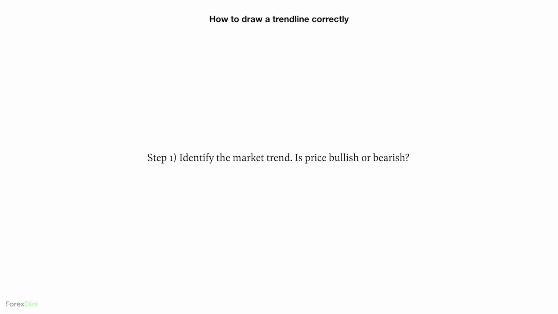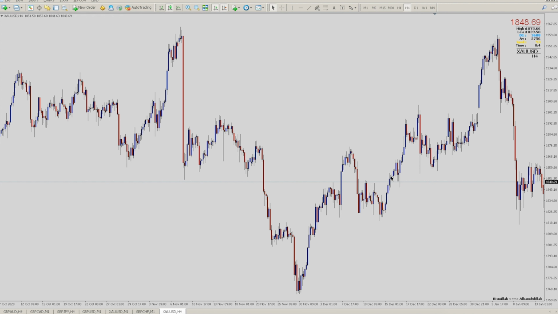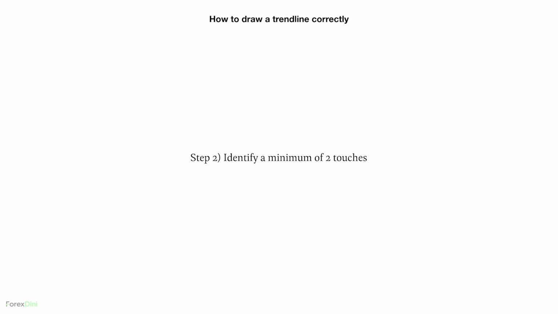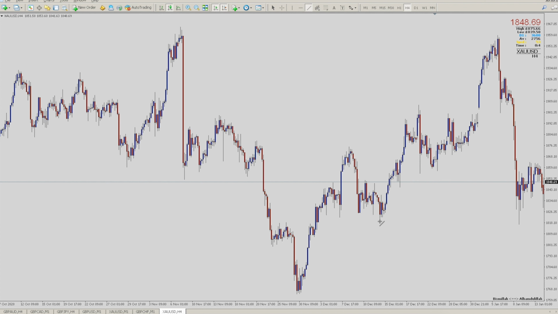How to draw a trend line correctly. Step number 1, identify the market trend. Is price bullish or bearish? So let's go to MetaTrader 4 and follow these steps. So as you can see, in this case, price is bullish. Step number 2, identify a minimum of 2 touches. So this is the first touch that I'm planning to start the trend line from.